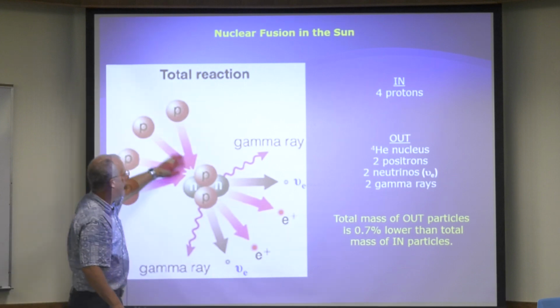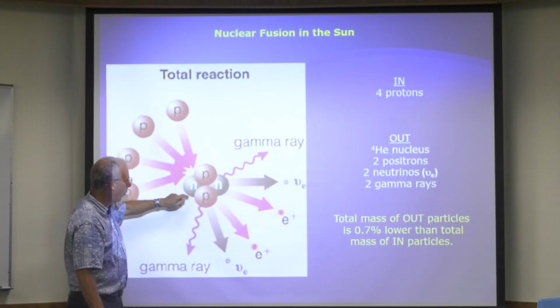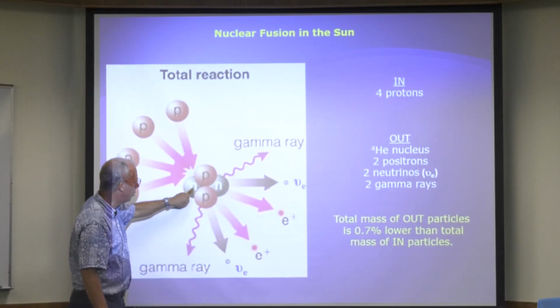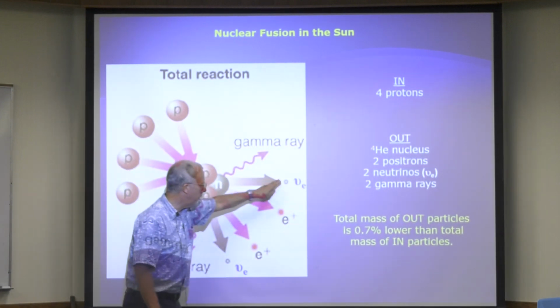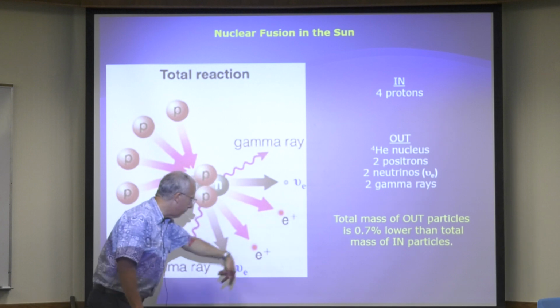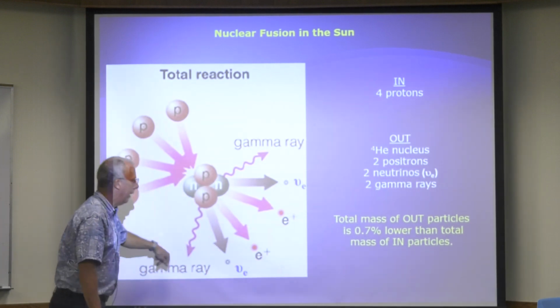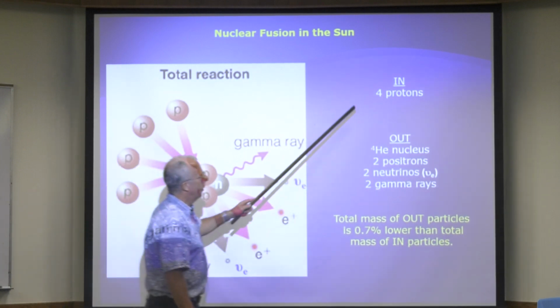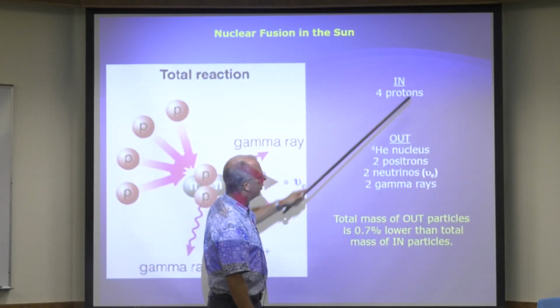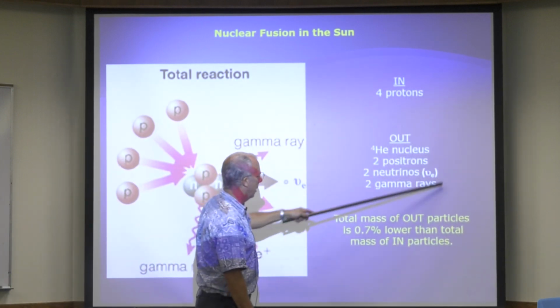So they fuse together, and what's formed is a proton and a proton, a neutron and a neutron, and all this other stuff. Gamma ray, that's light. Neutrino, positron, neutrino, light. Okay, so here, don't worry about the details. But before, you have 4 protons. After the reaction, you have all this other junk, right?